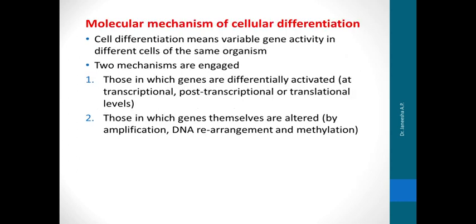And the third level is the molecular mechanism of cellular differentiation. Cellular differentiation means variable gene activity in different cells of the same organism. There are mainly two mechanisms engaged. The first one is those in which genes are differentially activated. That is, some genes are activated at some levels and some are switched off. That is, the genes are activated at the transcriptional level, post-transcriptional level or translational level.